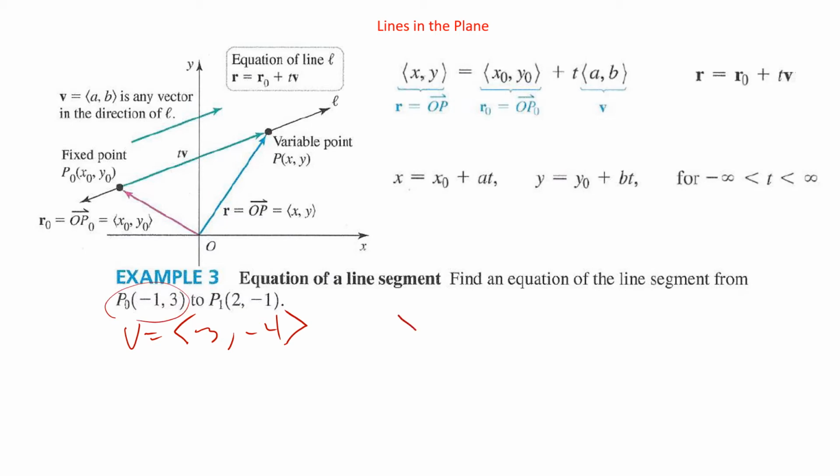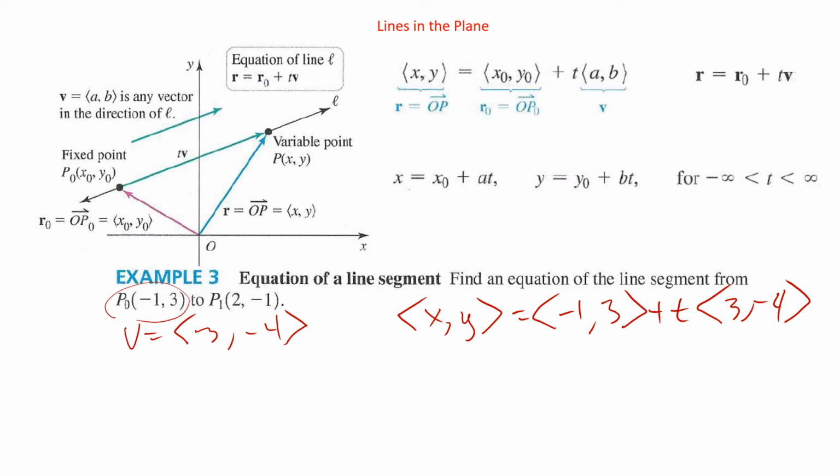So we have our vector, we have our initial point. So our line segment, x comma y, will equal the initial point, negative 1 comma 3, plus t times our vector, 3, negative 4. And t is going to have a starting point and a stopping point. The starting point, what would give us a value of our p naught? That would be t equals 0. What would give us a value of the ending point? That would be t equals 1. The way we found it, that's going to happen.